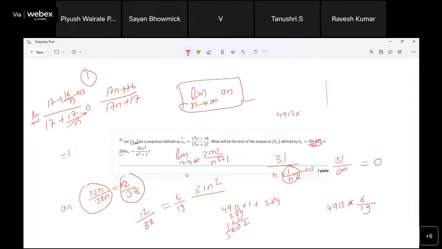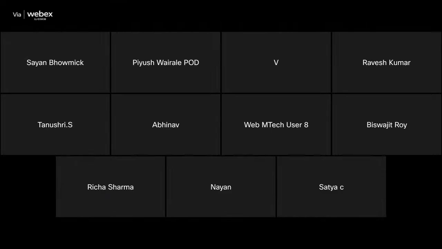Is it 6 by 19 square plus 289 into 6 by 19, right? No, sir, the function is different as well. It's not the same function. Okay, function is also different. Try to simplify. You missed something. I think you have done some calculation mistake. You can try. I also think so. Okay, sir, I'll do that again. And if I can't, then I'll just post it on the discussion forum with my calculation and all that.